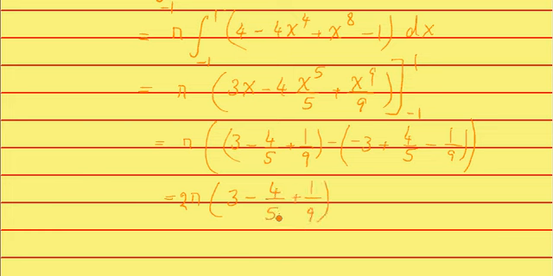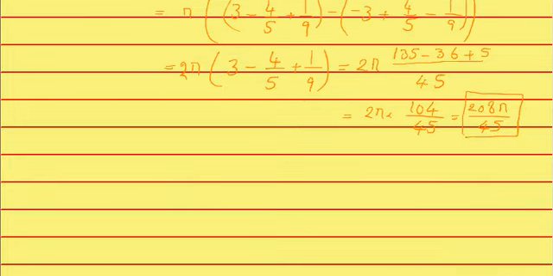So you take a common denominator here and find out what that is. 2 pi times 45 over 45: 3 times 45 is 135, minus 36 plus 5, so that is 2 pi times a total of 104, I guess, over 45. So 208 pi over 45, if I'm not mistaken, becomes the volume of this region.